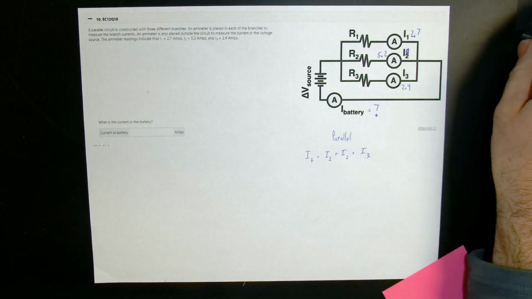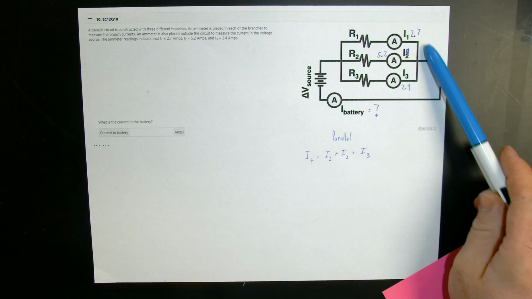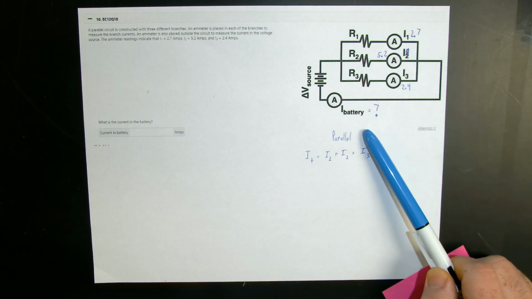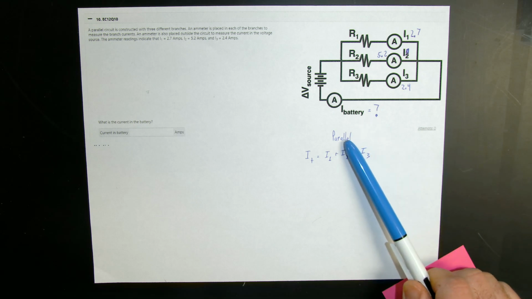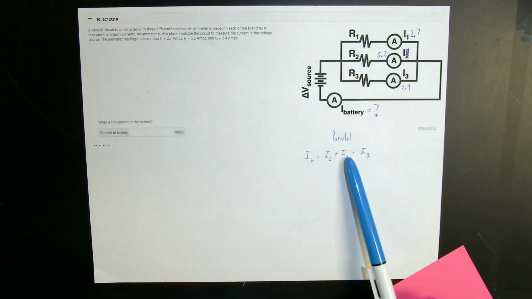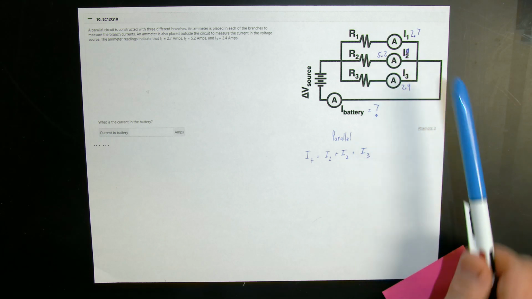All right, so this next one I went ahead and put on here. It's very similar. In this case, it gives you the current at all three of these and wants to know the current here. And we go back to our original equation, and I'm not going to take the time to go through all this, but it's as simple as you just add them up. This is an important thing to remember in circuit theory as far as what's happening with that current.